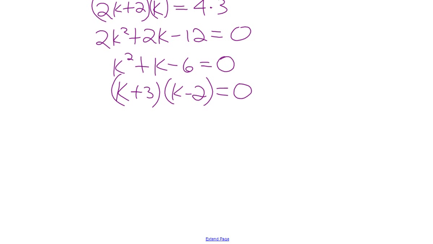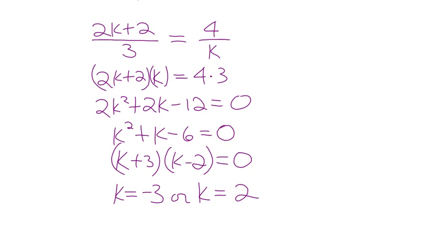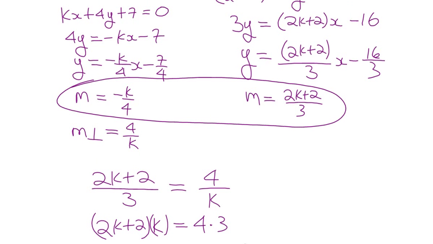So what do we say? k is negative 3 or k is 2. Now, how do I know if I'm right? You check. How would you check this? Let's go back to the original and put the k in. What did we say k was? If k is equal to negative 3, this slope will be 3 over 4. That's the negative k over 4. Maybe I should show that.